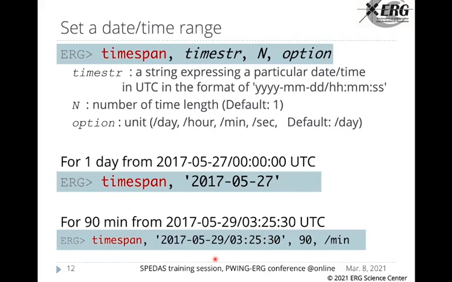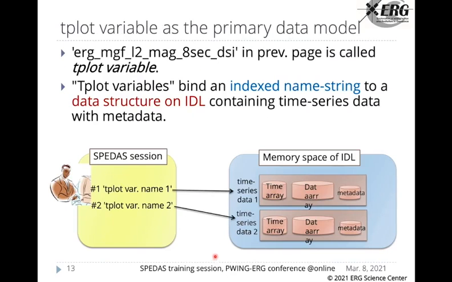Okay, so in these ways you can freely set the time and date range, and you can load and plot for the designated date and time period. And also you need to know the basics about tplot variables, which are the primary data models used in this SPEDAS framework. For example, in the previous slide, we plotted a data variable named ERG MGF level 2 magnetic field 8-second DSI coordinate data.